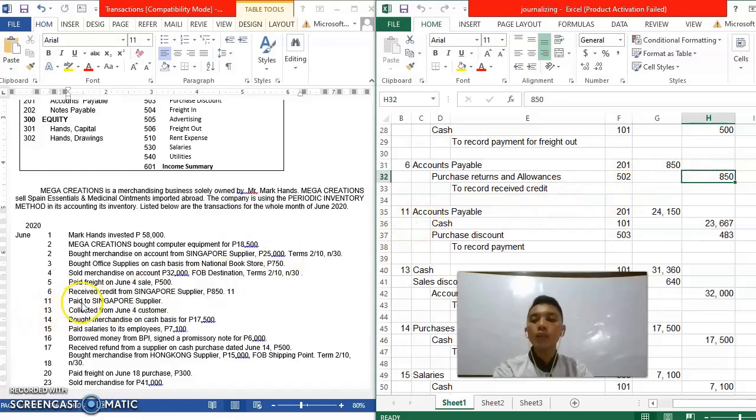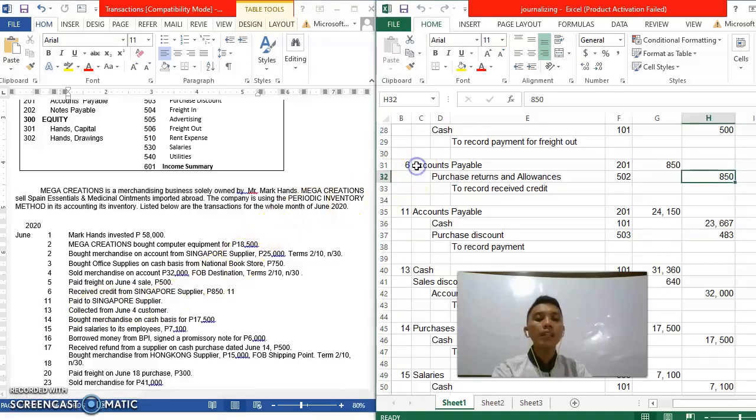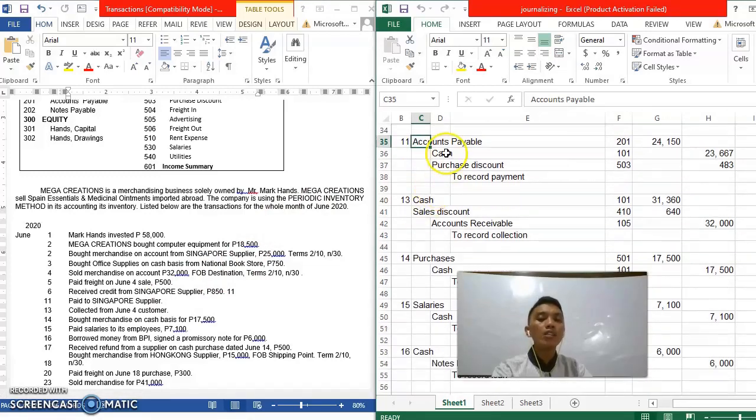Next transaction, we have June 11, paid to Singapore supplier. So this time you are now paying your accounts payable. Your debit entry has to be accounts payable, and then our credit entry has to be cash. And since you are paying within the time span, you will receive a purchase discount of 2%.